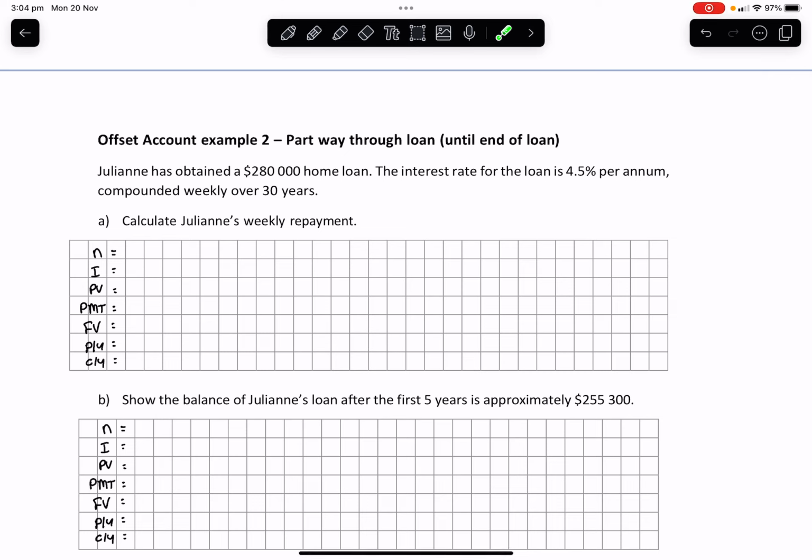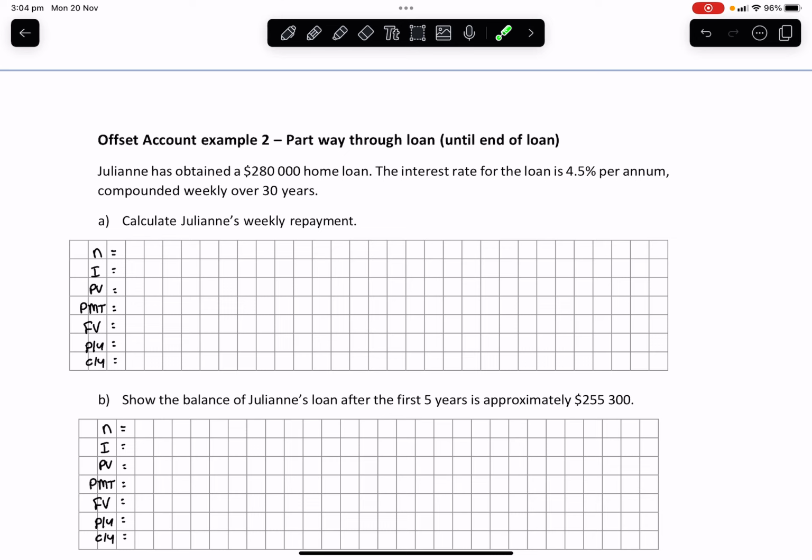Now we're going to look at the second kind of offset account question you may come across, and that is when the offset comes in partway through the loan but then remains in the account until the end. So it is slightly different to the first example that we went through, but if we go through the questions, you'll see it follows a nice little systematic pattern.